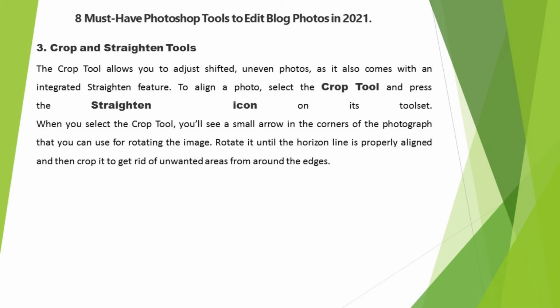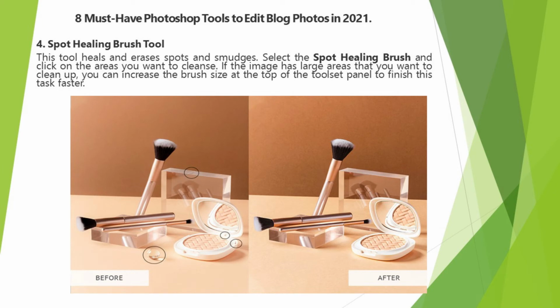3. Crop and Straighten Tools. The Crop tool allows you to adjust shifted, uneven photos, as it also comes with an integrated Straighten feature. To align a photo, select the Crop tool and press the Straighten icon on its toolset. When you select the Crop tool, you'll see a small arrow in the corners of the photograph that you can use for rotating the image. Rotate it until the horizon line is properly aligned and then crop it to get rid of unwanted areas from around the edges.